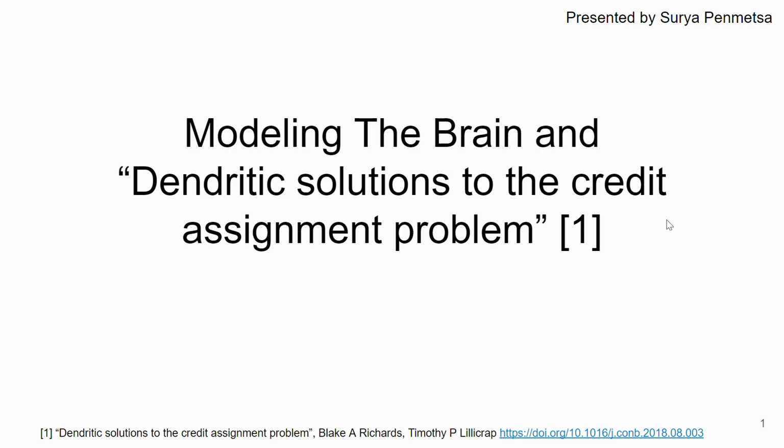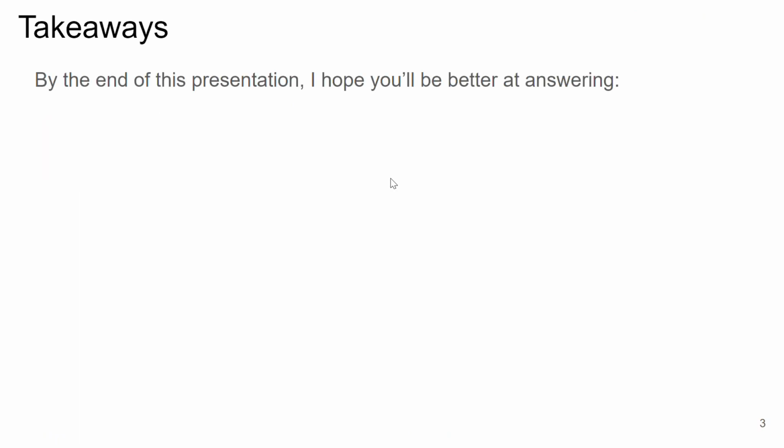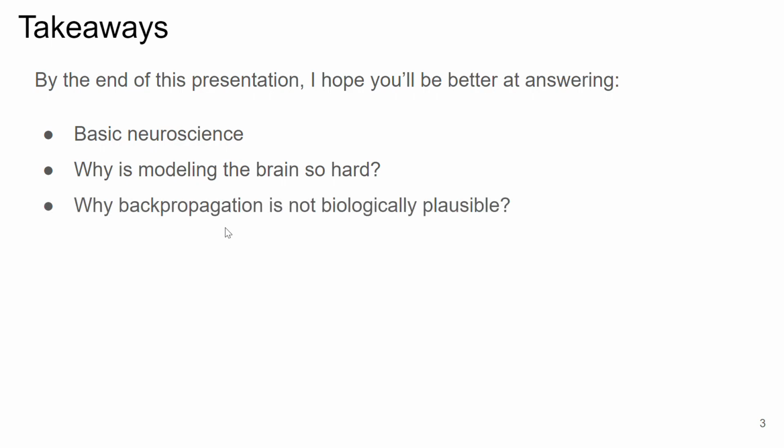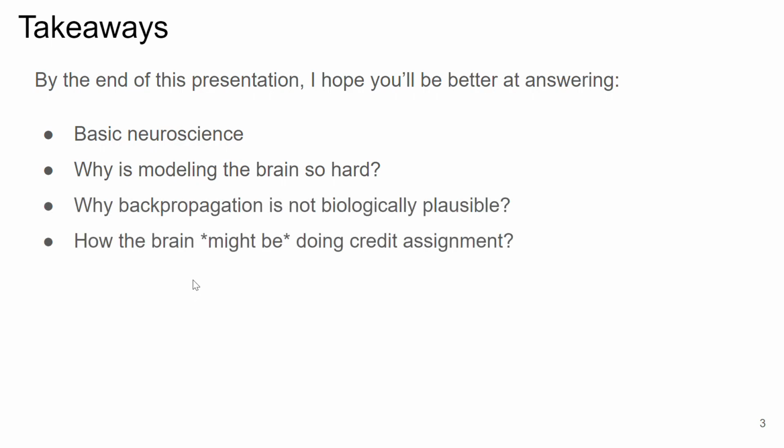Hello everyone. I'm going to redo the talk I gave at Mila yesterday at the reading group, and I'm going to talk about this paper in specific and also about modeling the brain and this research area in general. By the end of this presentation, I hope you'll be better at answering basic neuroscience questions. Why is modeling the brain so hard? Why is backpropagation not biologically plausible? And how the brain may be doing credit assignment.